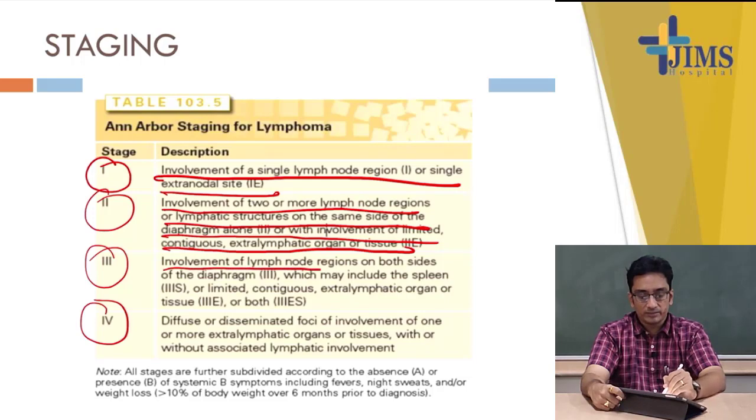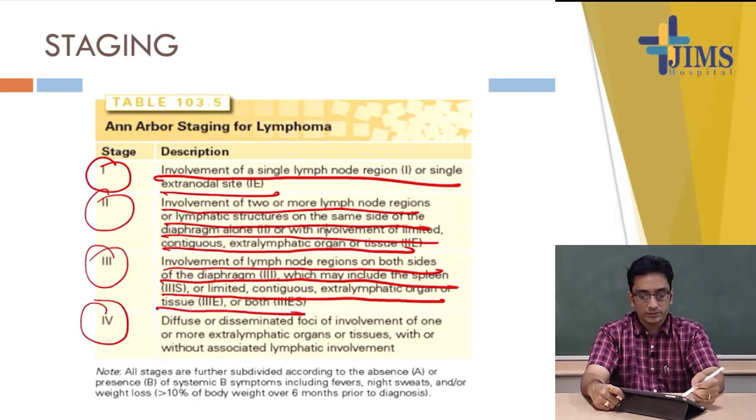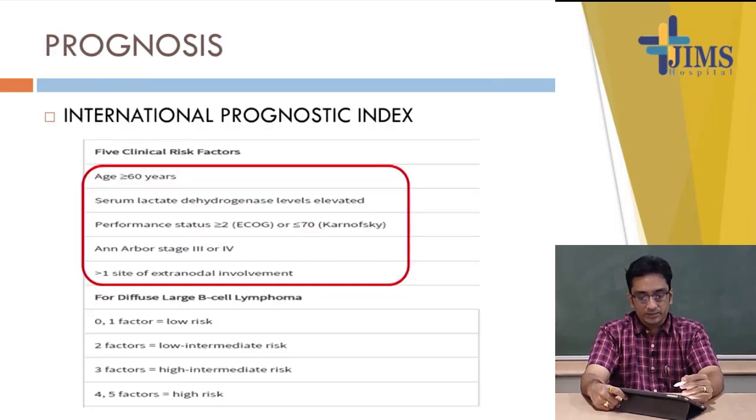Stage 3 is involvement of lymph node regions on both sides of the diaphragm, which may include the spleen or limited contiguous extralymphatic organ or tissues or both. Stage 4 is diffuse or disseminated foci of involvement of one or more extralymphatic organs. This is the International Prognostic Index. 5 clinical risk factors are: age more than 60 years, LDH elevated, ECOG score more than or equal to 2 or Karnofsky less than or equal to 70, Ann Arbor stage 3 and 4, and more than one site of extranodal involvement.